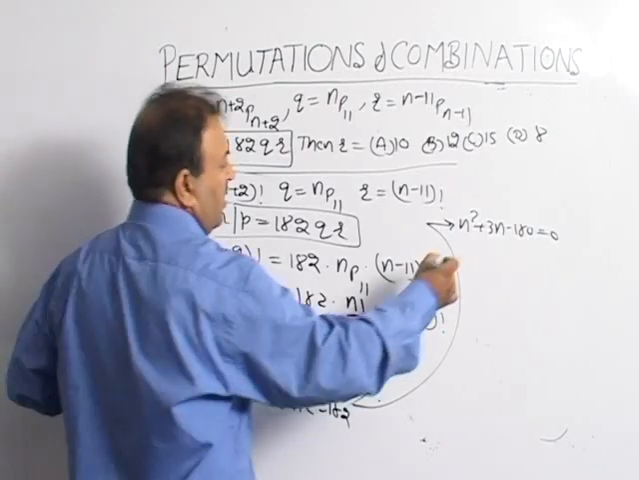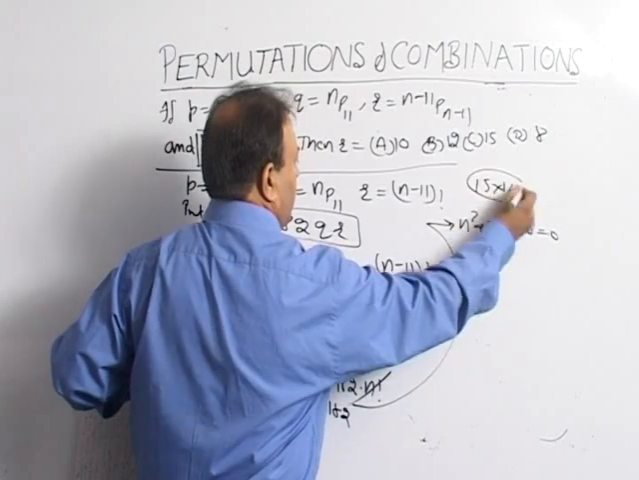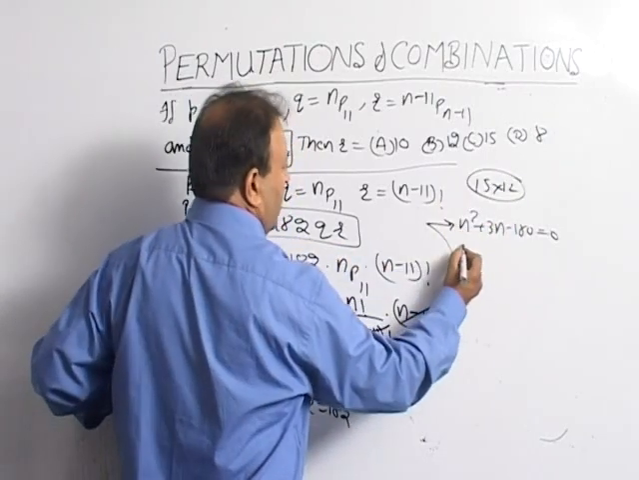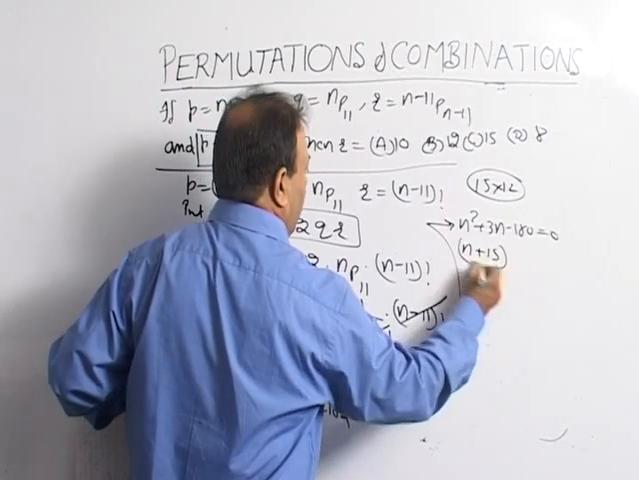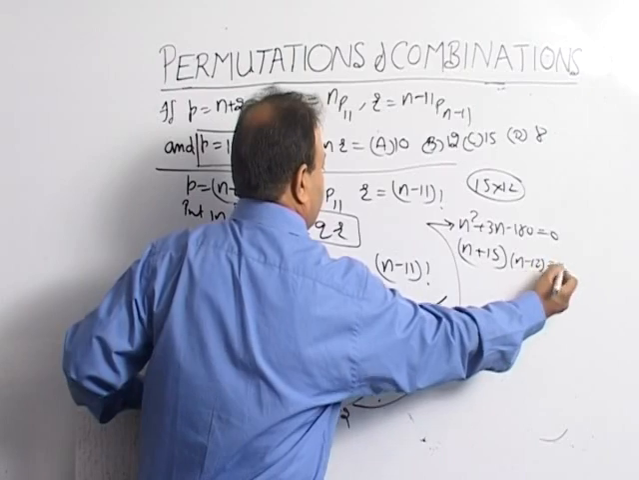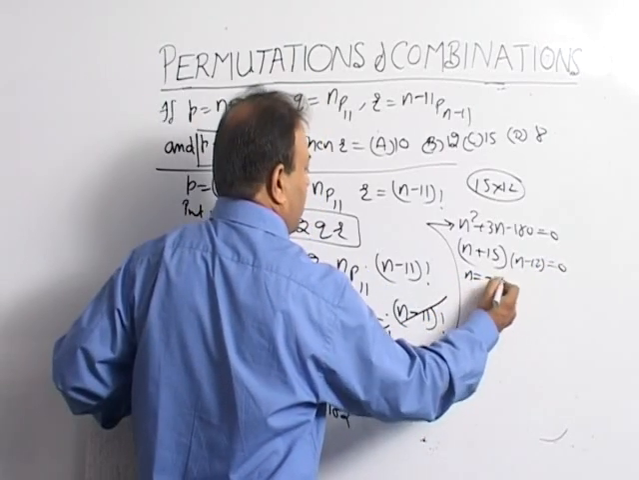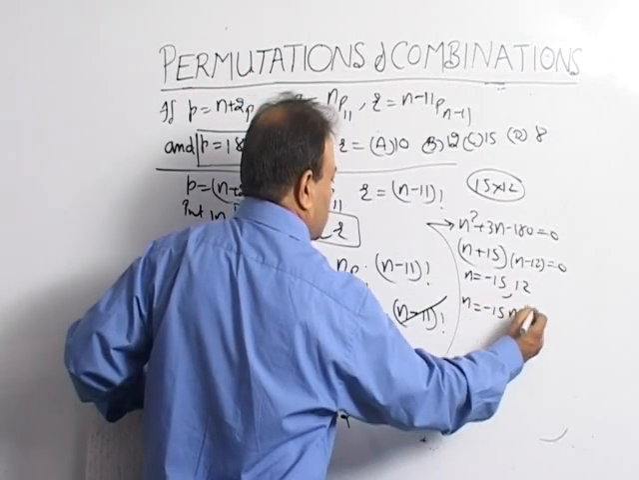It is I can say it is 15 into 12. 15 into 12 is 180. I make a factor of 180. Now the factors will be n plus 15 into n minus 12 is equal to 0. That means n is equal to minus 15 and 12. N is equal to minus 15 not possible.